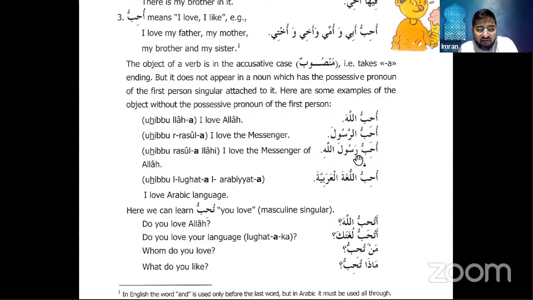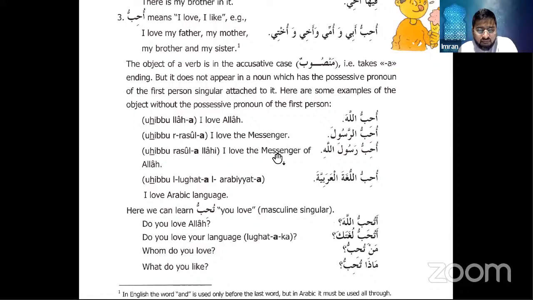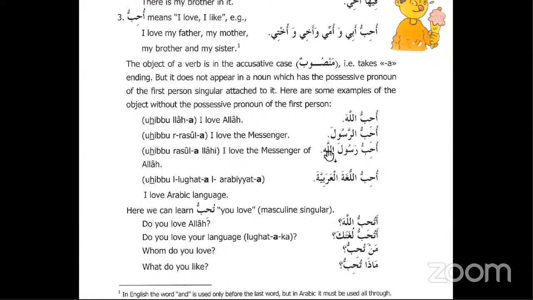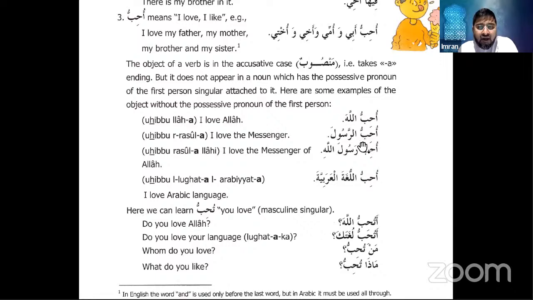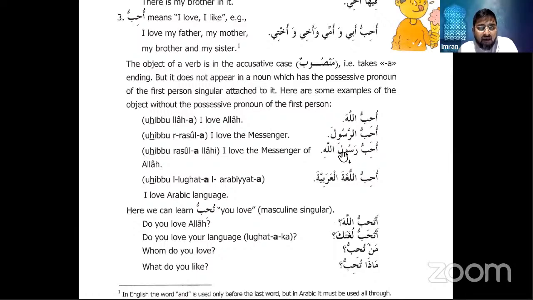And the final example, Uhibbu Rasulallahi. I love the messenger of Allah. So the messenger of Allah, imagine uhibbu wasn't there. If I said Rasulullahi, what type of sentence construction is this? What type of composition is this? No, it is Rasulullahi. If it's Rasulullahi, what does Rasulullahi translate?